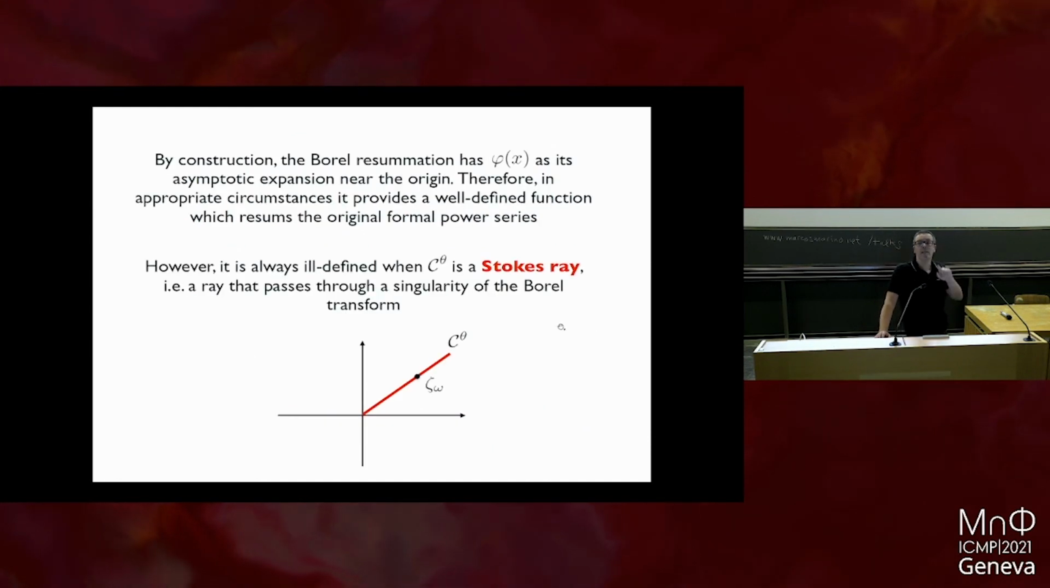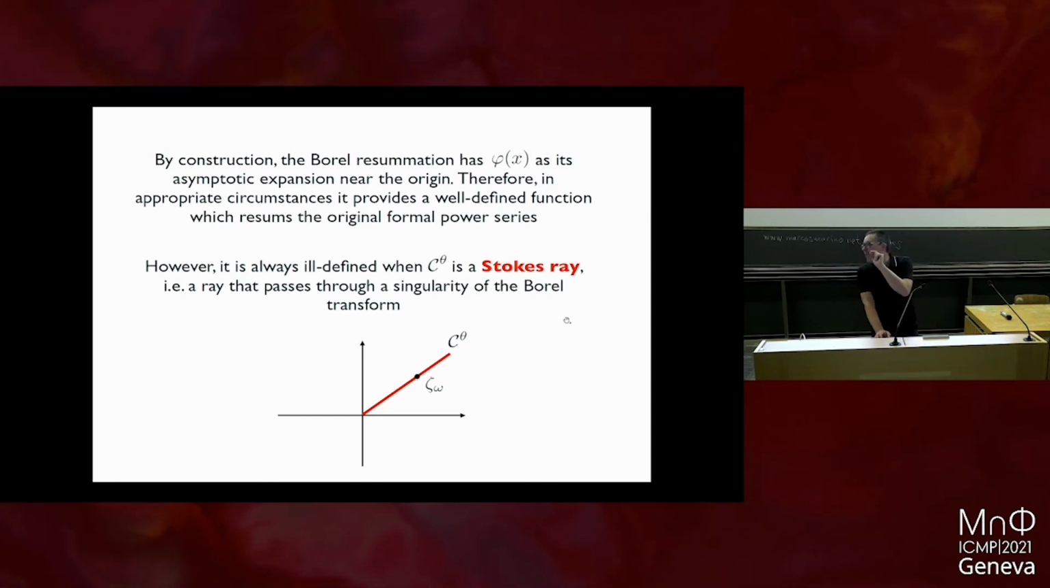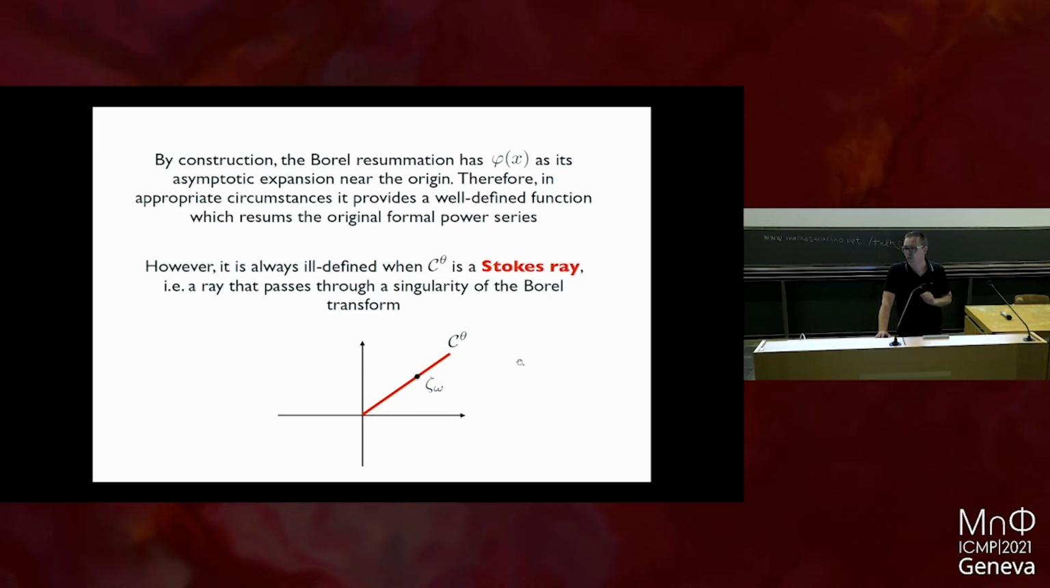Okay? So there is a price to pay, and this is always the case in life. So you can actually make sense of this formal power series and do a Borel resummation, but there are singularities of this Borel transform that will be obstructions to actually define this function. And maybe that's a good point to stop, and tomorrow I will continue the discussion of this, and we will see how to deal with this situation in which we have singularities which obstruct this operation.